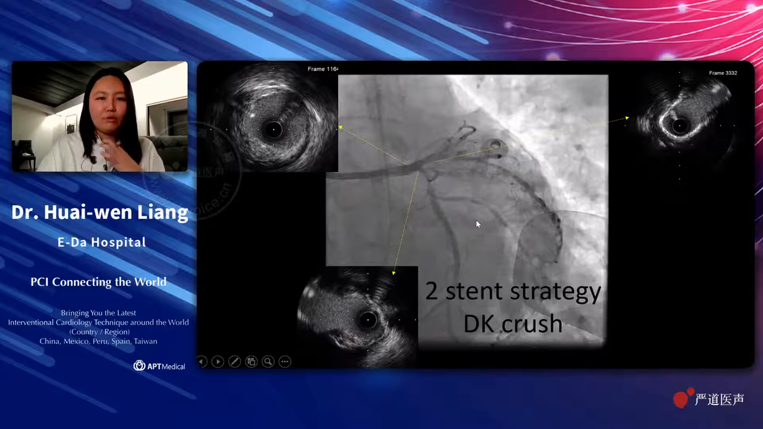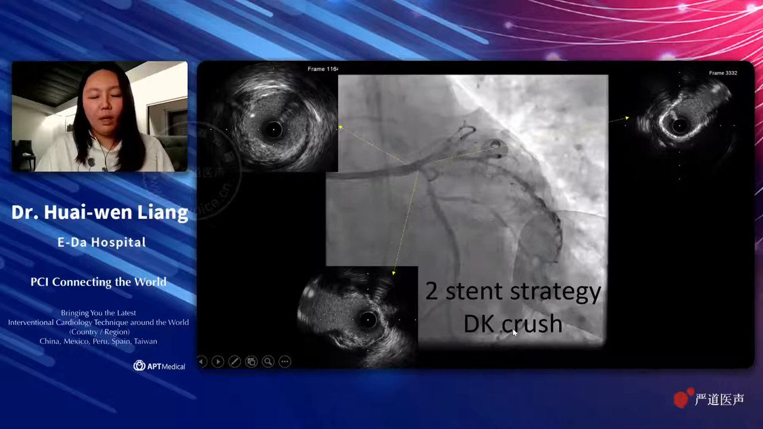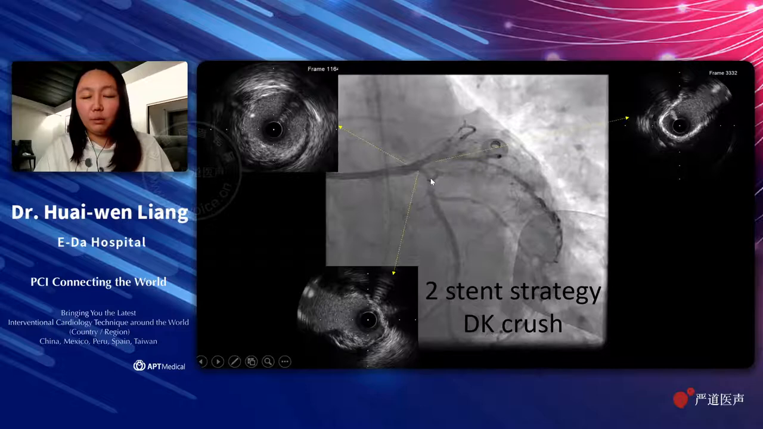Why in this case I didn't choose Culotte, instead I chose DK crush. Actually, the two vessel diameters were similar, but because the angle was a little wide, and the most important reason, because I don't want to remove my LAD wire. Since the distal vessel was very small and has a total occlusion, I wish to leave my wire in the LAD during the whole procedure. So I chose DK crush.